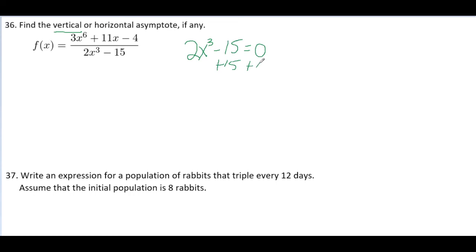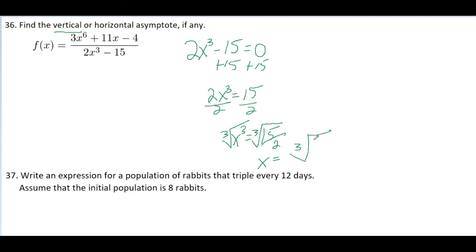So let's add 15 to both sides. 2x cubed equals 15. Divide by 2. X cubed equals 15 over 2. Take the cube root of both sides. X equals the cube root of 15 over 2. There is your answer to the, well, didn't change color, oh well. That's the vertical asymptote.